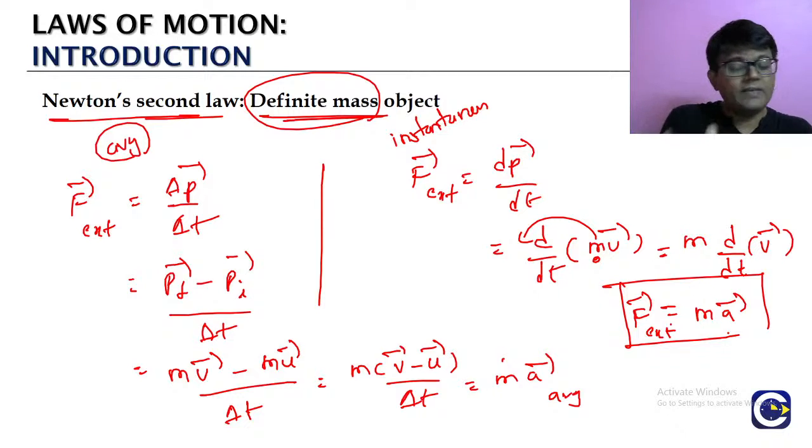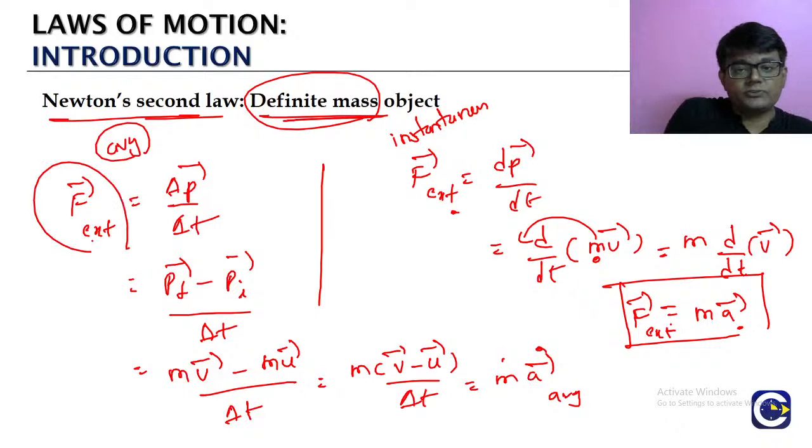So from both formulas we will get the same result. Force acting on the body is equal to mass times acceleration of the body. If you take an instant of time, you will get the instantaneous relation between the force and the acceleration at that instant. If you take the average acceleration, then mass times average acceleration of the body will be equal to the average force acting on the body. Okay, so this is Newton's second law for the definite mass object.